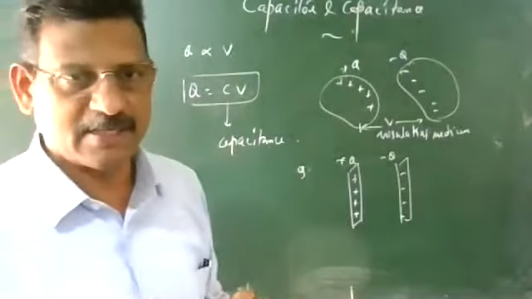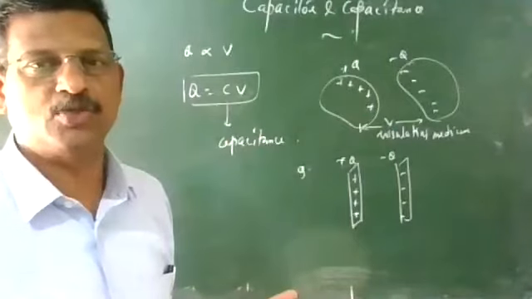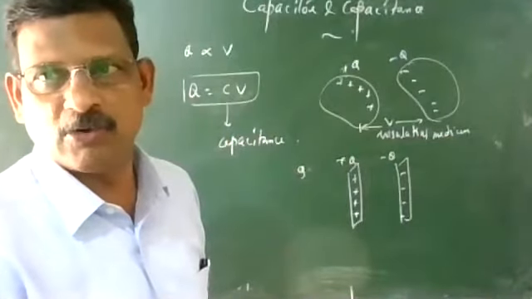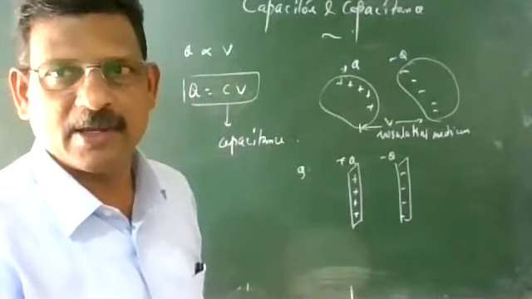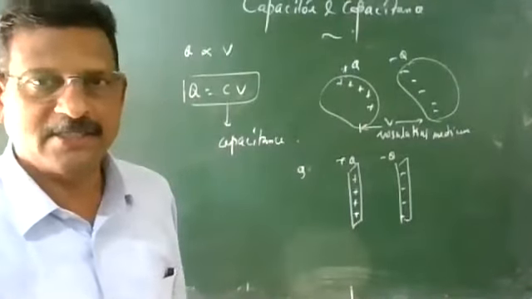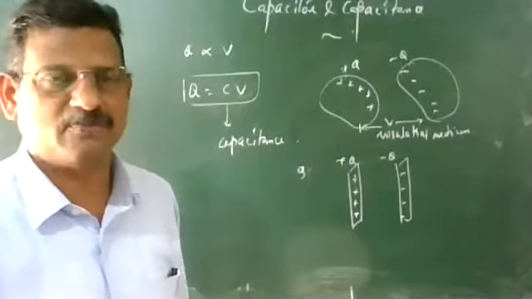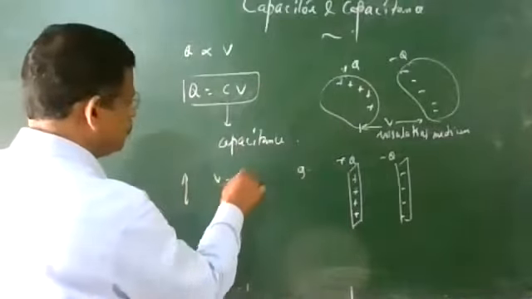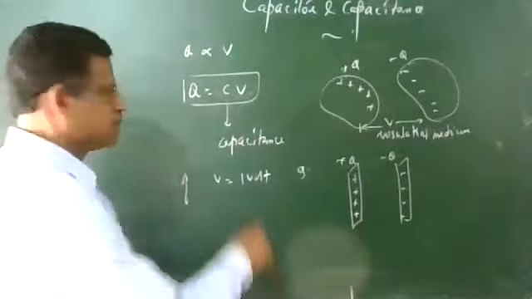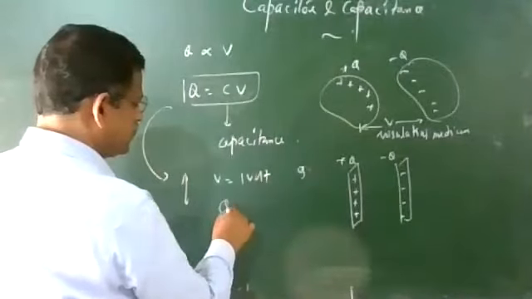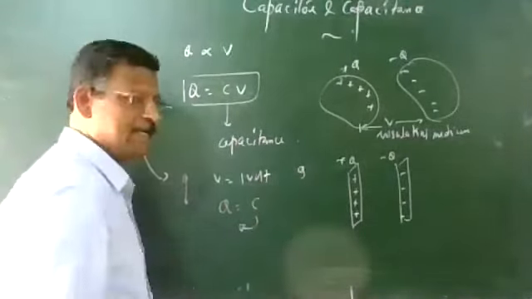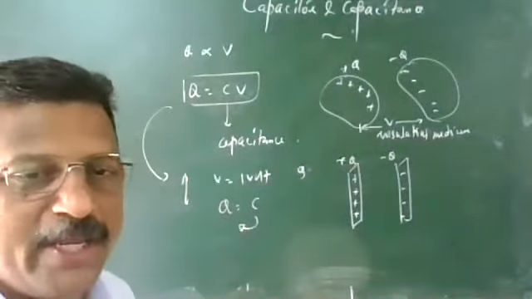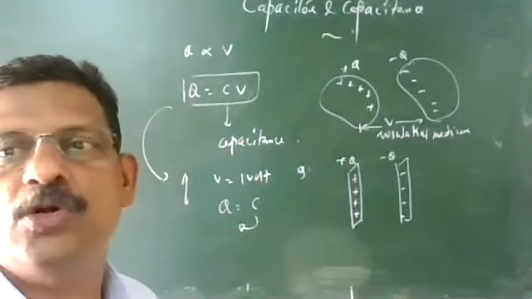Capacitance means the ability of the conductor to store charge. If you can collect a huge amount of charge, that will be its ability. So the meaning of capacitance is the ability to store charge. How can you measure it from this equation? Q equal to CV. If V is equal to 1 volt, then Q equal to C. So capacitance is numerically equal to the charge required to increase the potential by 1 volt.